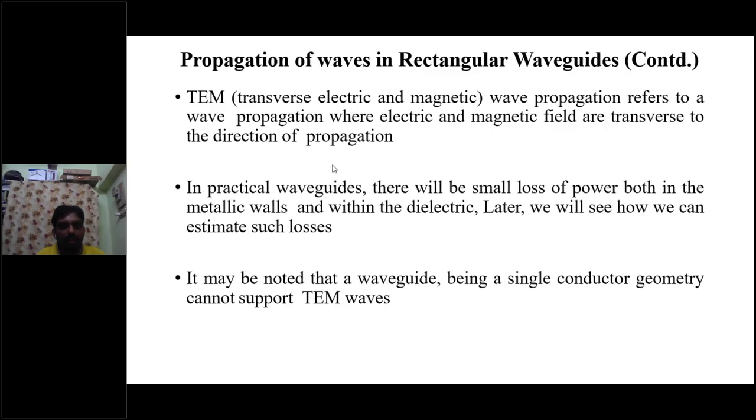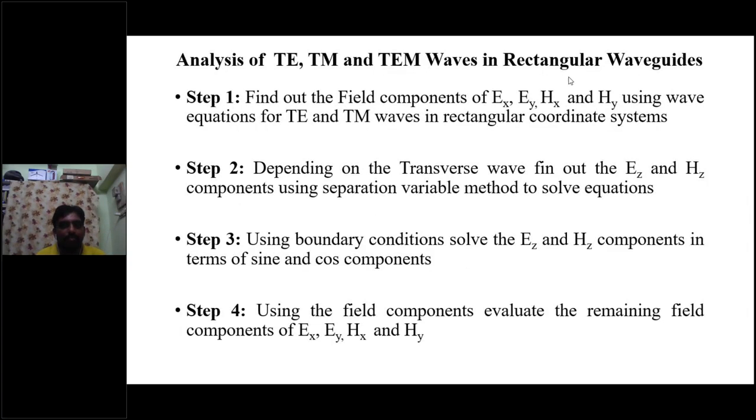This is what we observed for the previous case, the same thing. Next, this is the analysis process for TE, TM, and TEM waves in a rectangular waveguide. How are we analyzing all of these? The first step is to find all the field components Ex, Ey, Ez, Hx, Hy, Hz for transverse electric waves and transverse magnetic waves using the rectangular coordinate system. Next, we calculate the Z component in the second step, depending upon the transverse wave, the Ez and Hz components, by using the separation of variables method.